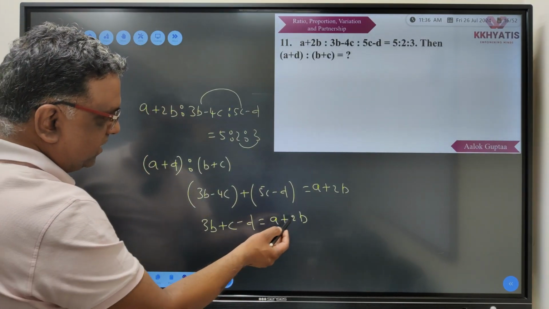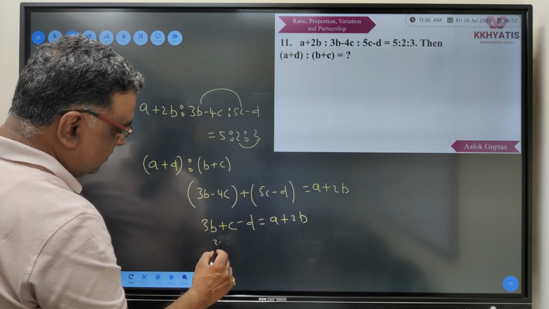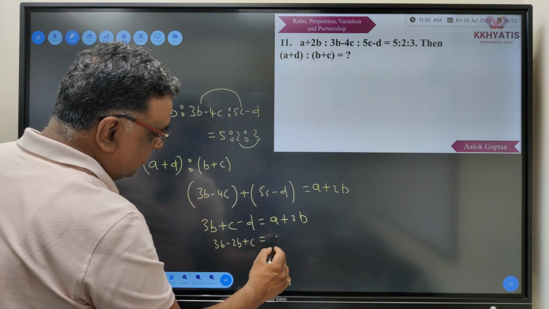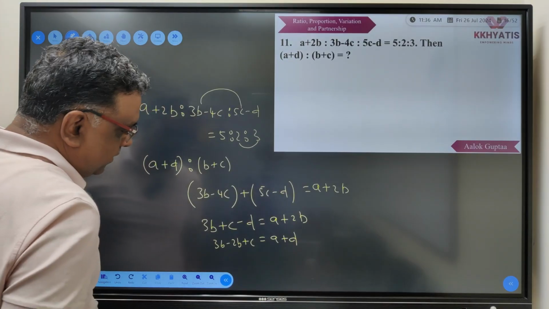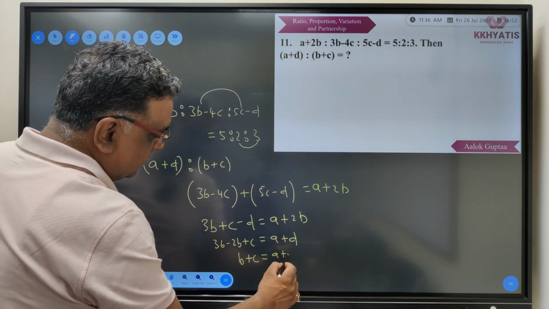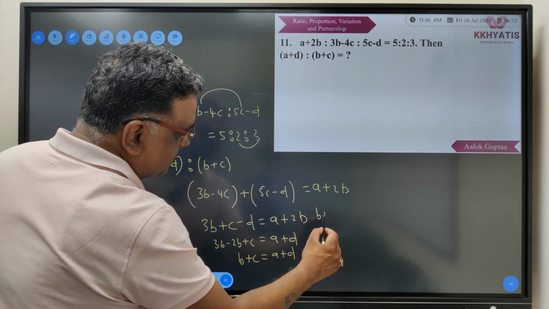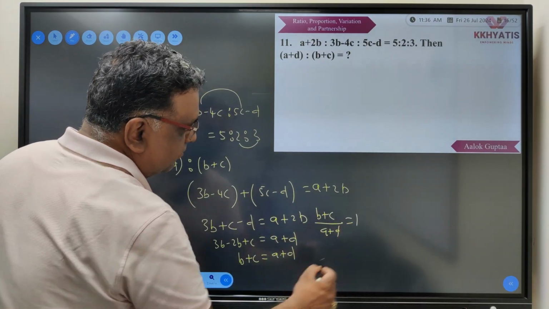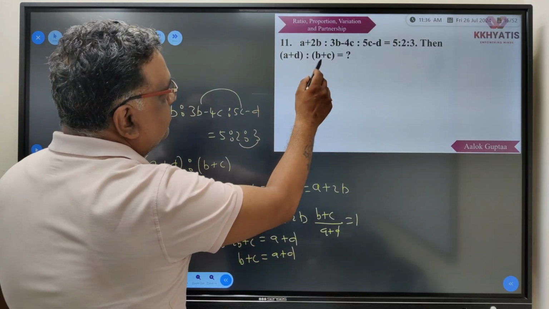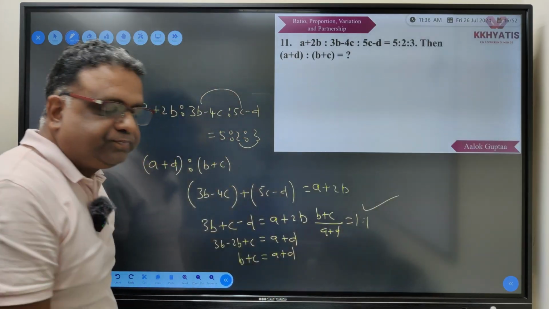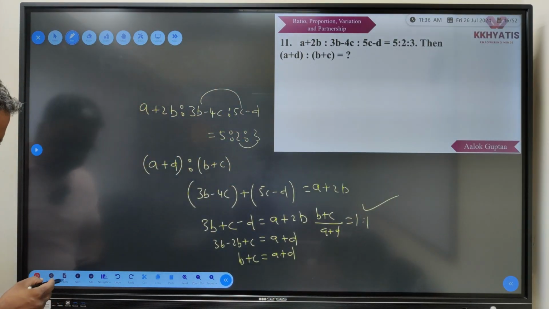which means if I take this 2b on this side, it will be 3b minus 2b plus c, and if I take d on that side, it will become a plus d, which means b plus c actually became equal to a plus d. So b plus c upon a plus d, if I take this a plus d down, will become 1. So the ratio of b plus c is to a plus d is 1 is to 1. That is the answer. Clear? Let's move ahead.